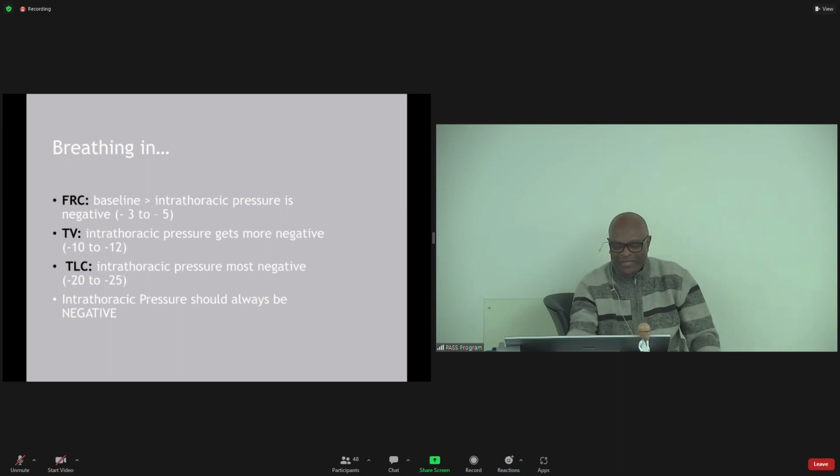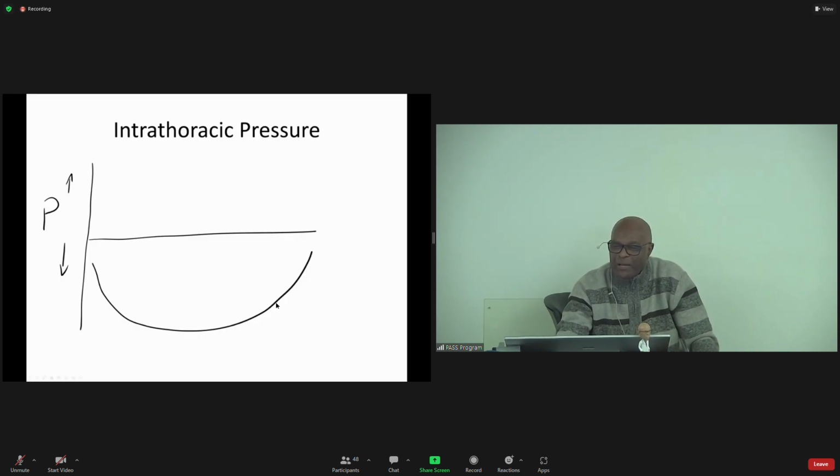All right. So intrathoracic pressure should always be negative. Is my point. Everybody clear on that? If intrathoracic pressure is positive, you got problems. So here's intrathoracic pressure. This is how they graph it. I know this is intrathoracic because the pressure starts out negative. See that? Gets more negative with the breath, and then all of a sudden gets less negative, but it never crosses that line. It never gets positive. Your thoracic cavity should never have positive pressure in it.